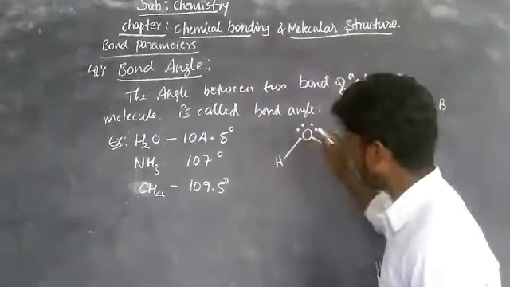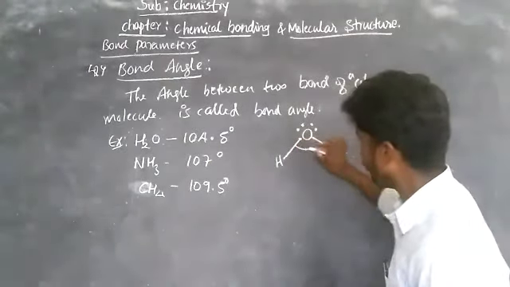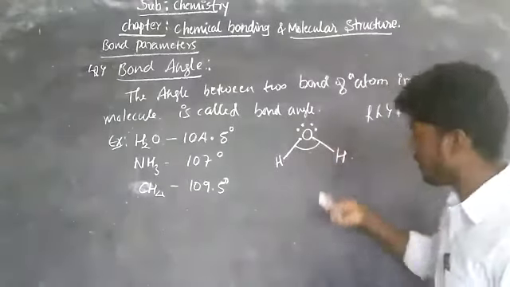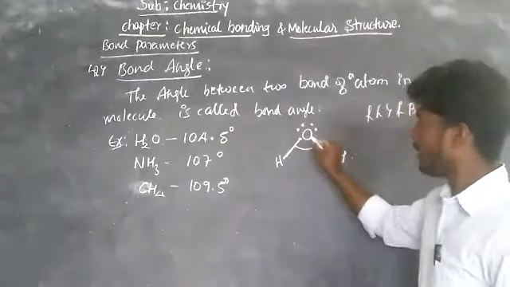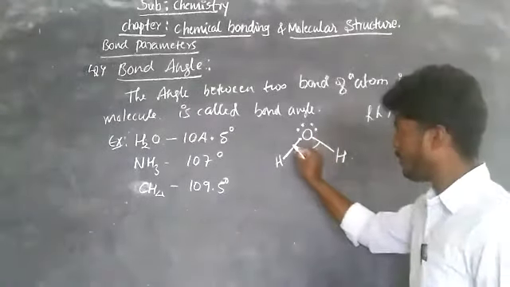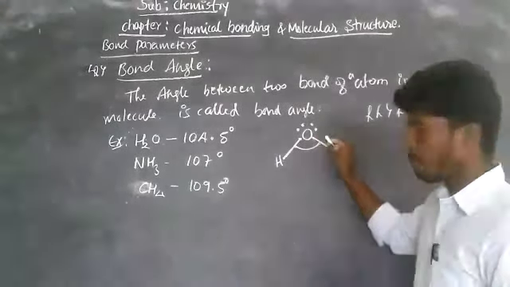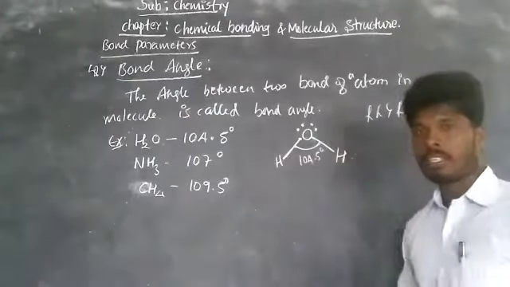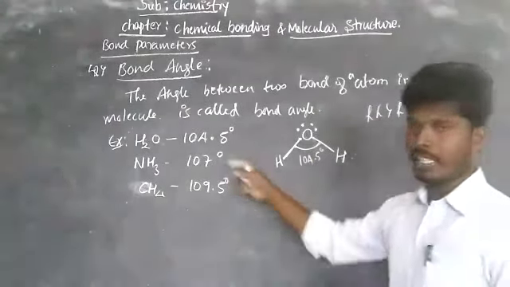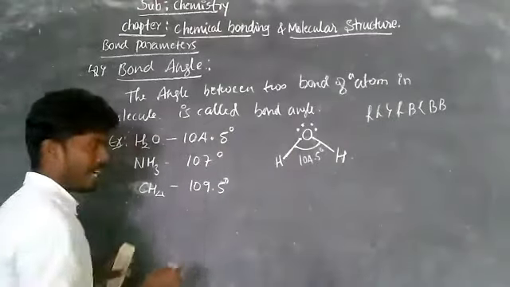That is between the bonds of the two atoms: one oxygen-hydrogen bond and another oxygen-hydrogen bond. This angle between them we call the bond angle, that is 104.5 degrees. Got it? Similarly, in ammonia, the structure of ammonia is like that.